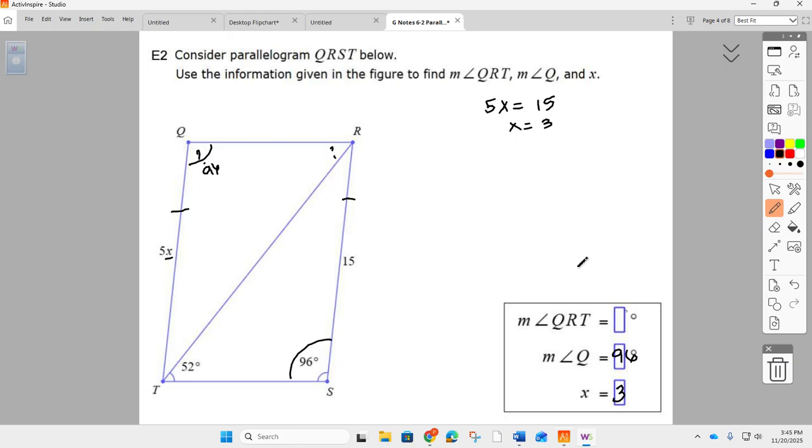And last but not least, this angle here is the opposite side of this diagonal. So opposite interior angles are congruent in all parallelograms. So now we know that one is 52 as well.